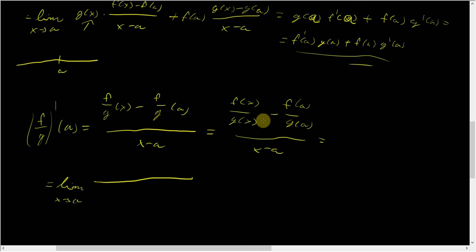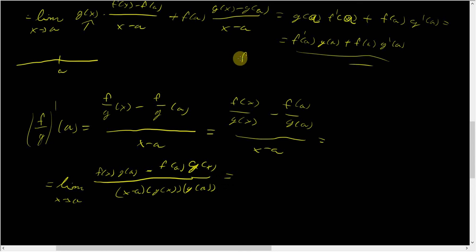So we have to get rid of this. So if we multiply by this, we get the top. We don't have this sort of fraction on top, which is what we don't want really. So f of x times g of a. Again, we didn't have g of a, and we're going to multiply by g of a, minus f of a times g of x, over x minus a times g of x and g of a.